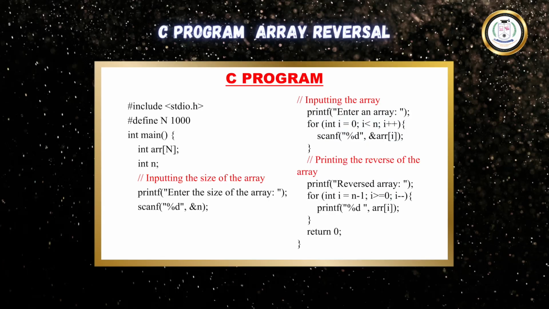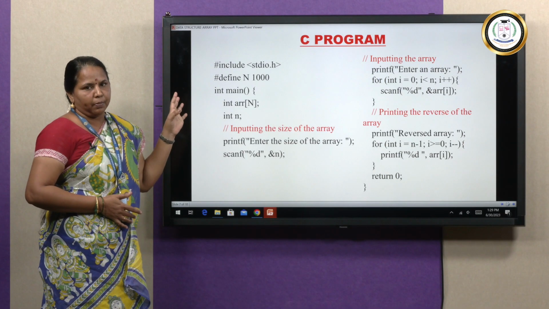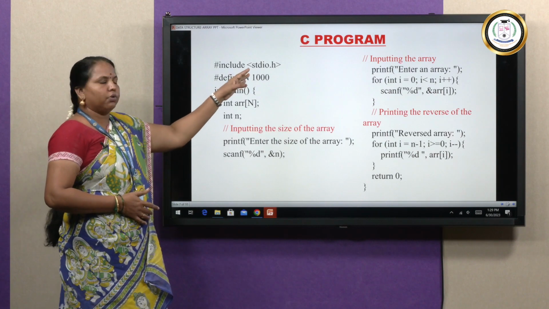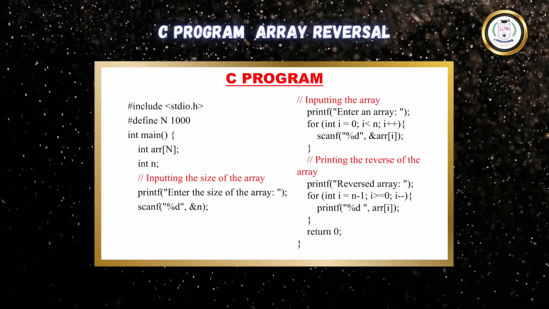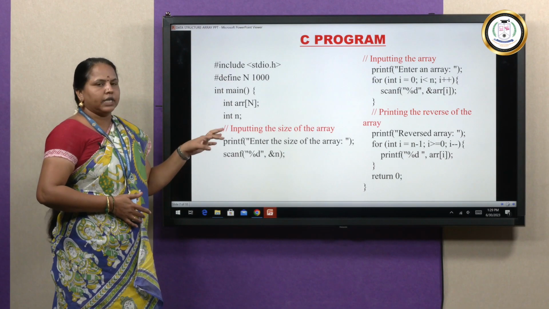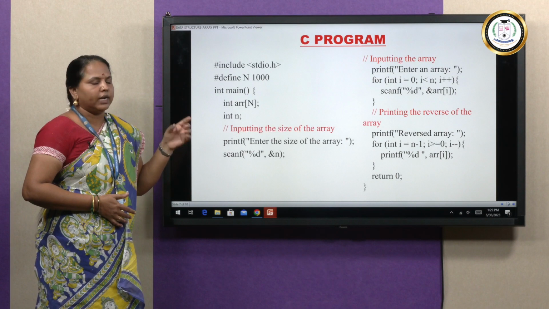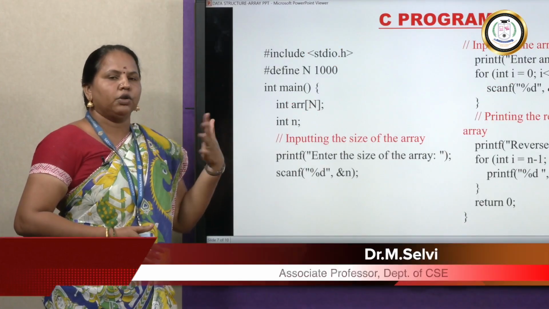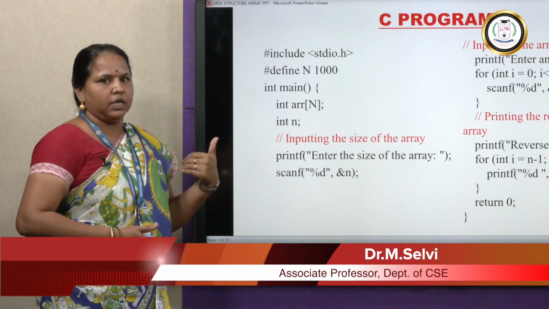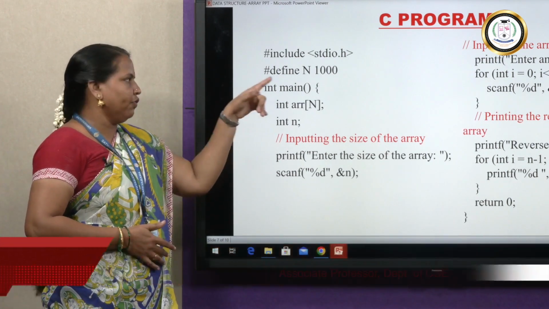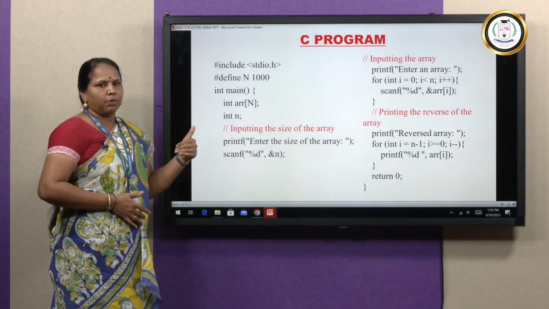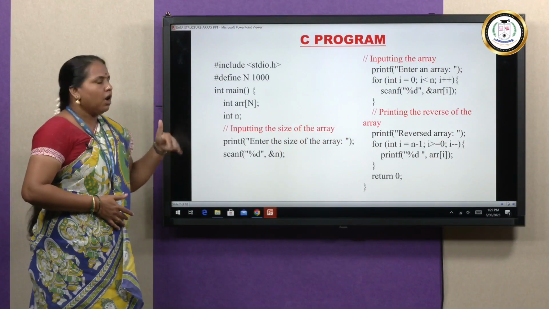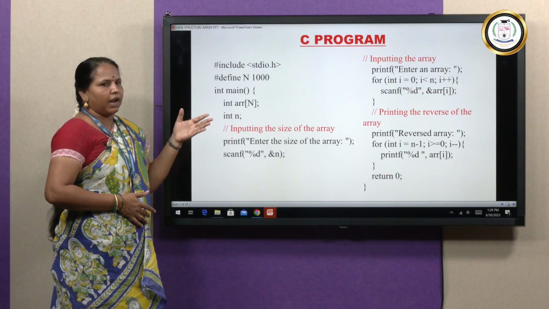Okay, so we use #include <stdio.h>, where #include is a preprocessor directive and stdio.h is the standard input and output header file, and we define N as 1000. Wherever N is used, we get this 1000. It is given that if the user wants to reverse 1000 elements, I have given a maximum value of 1000. We can use lesser values like 500, 200, or 100 also, but here I have given the maximum value of 1000.